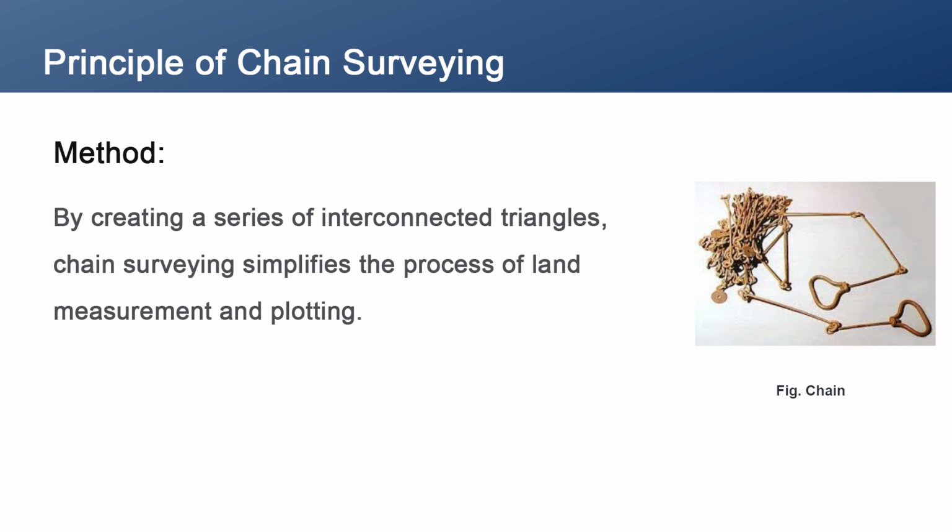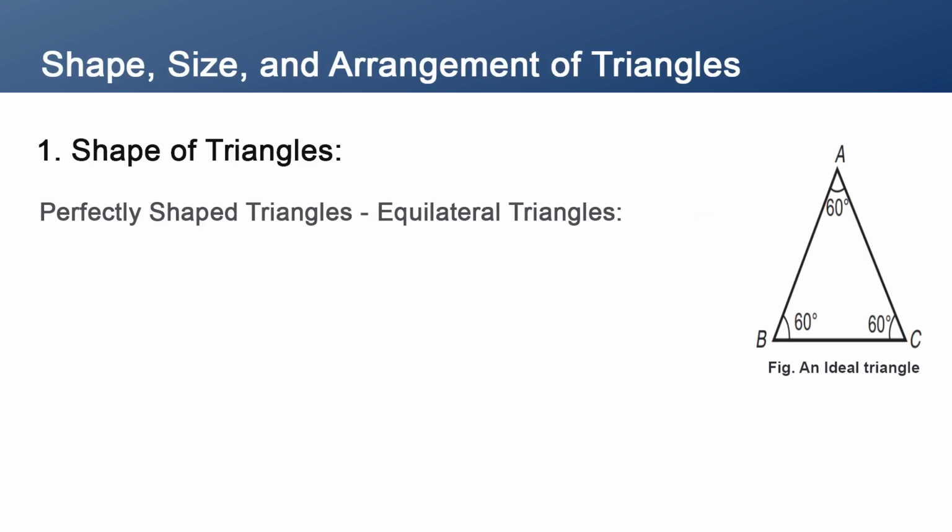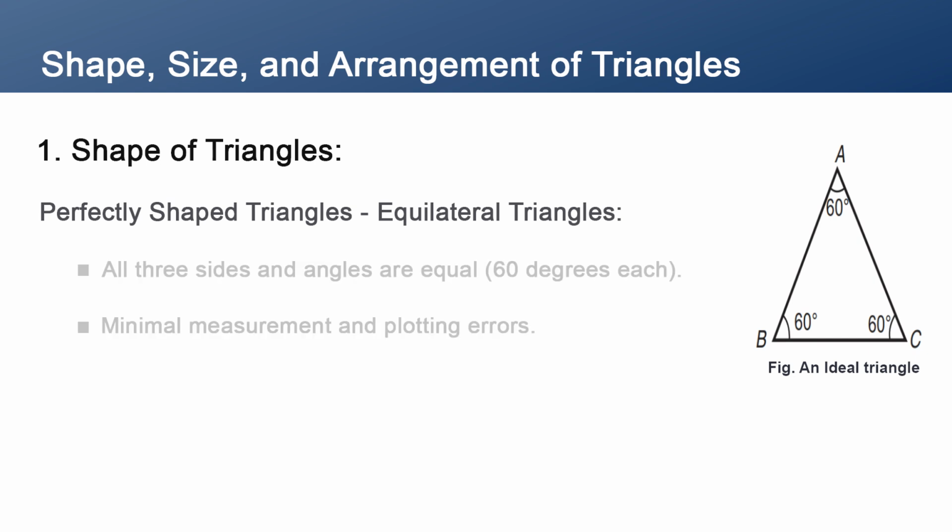So, what should be the shape, size and arrangement of these triangles? In chain surveying, all the three sides of the triangles are liable to error. So, perfectly shaped triangles come as our first option, that is equilateral triangles. These are like the gold standard. Imagine a triangle where all three sides are the same length and all three angles are 60 degrees. It is the easiest to work with and the most accurate to plot. The errors in measurement and plotting are minimal with these triangles.